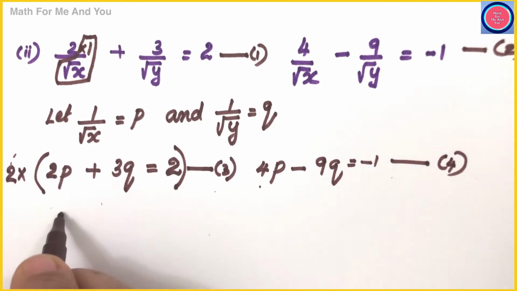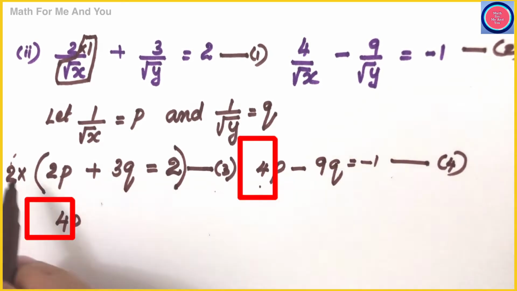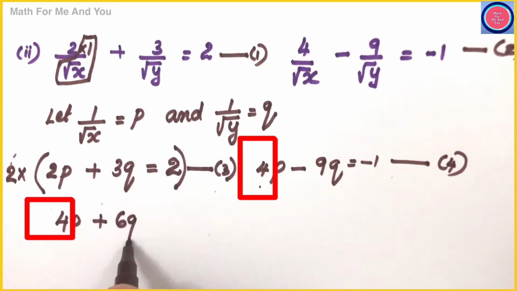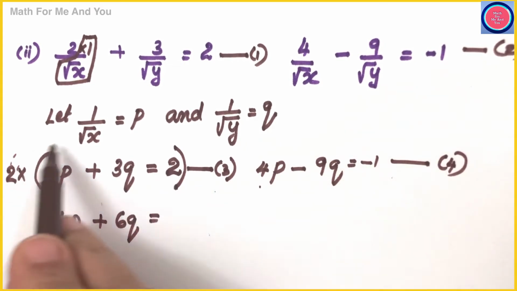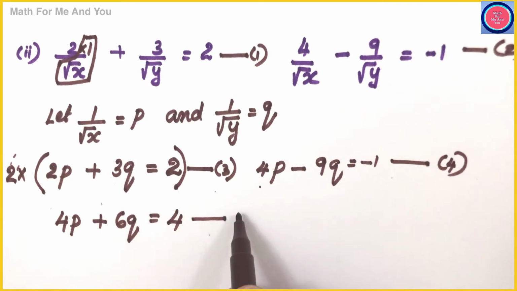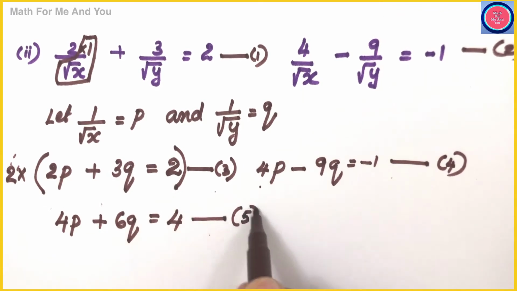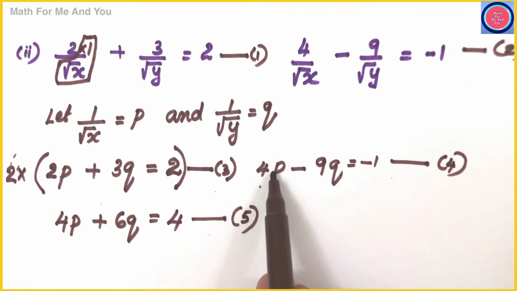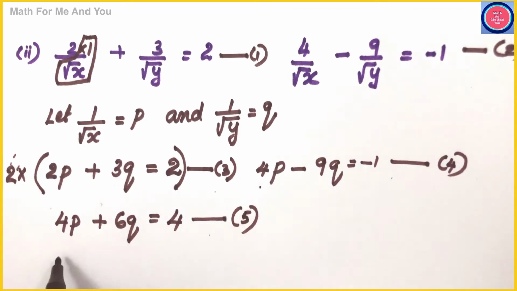Okay, let's start multiplying. 2 times 2p is 4p. See, the coefficients are the same. 2 times 3q becomes 6q, equal to 2 times 2, 4. This becomes a new equation. Now we mark this as equation number 5. Look at equation number 4. See, the coefficient of p is the same, 4. Now we can write equation number 4 below equation number 5.